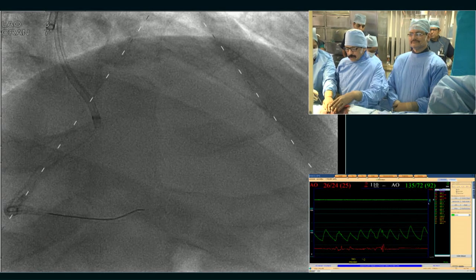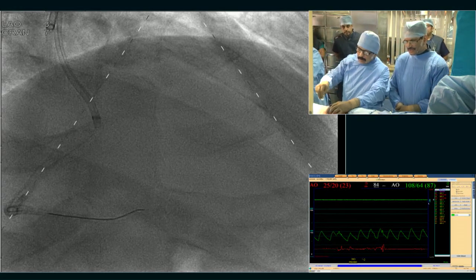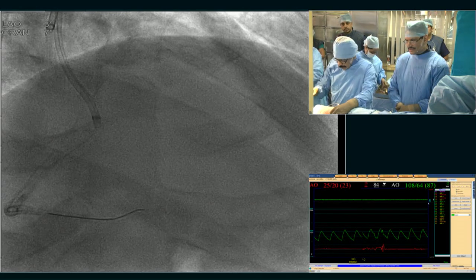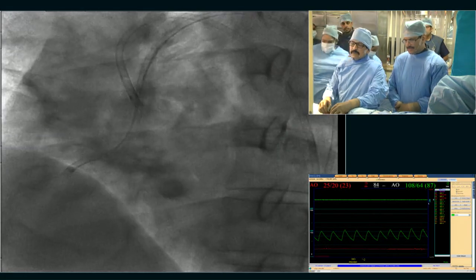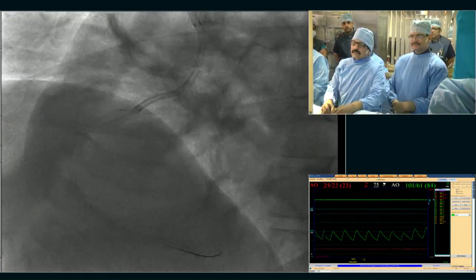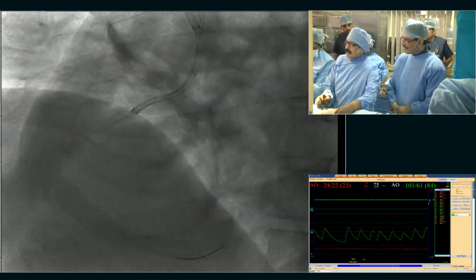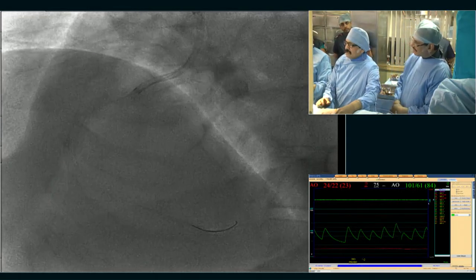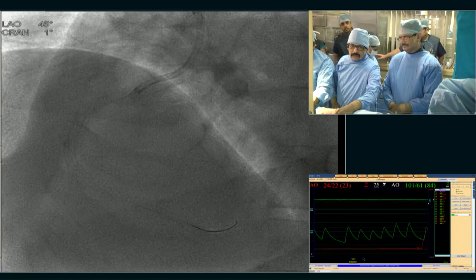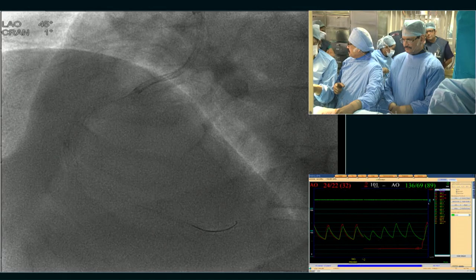And what will be your wire inside the Crusade? Already this is a Sion. This is a Sion there. Yeah, but under Sion, so we'll put one wire under Sion to cross the posterolateral branch. What will be your choice? I prefer a Sion wire. I will see. I go to the LAO cranial. How much is the length of the wire?